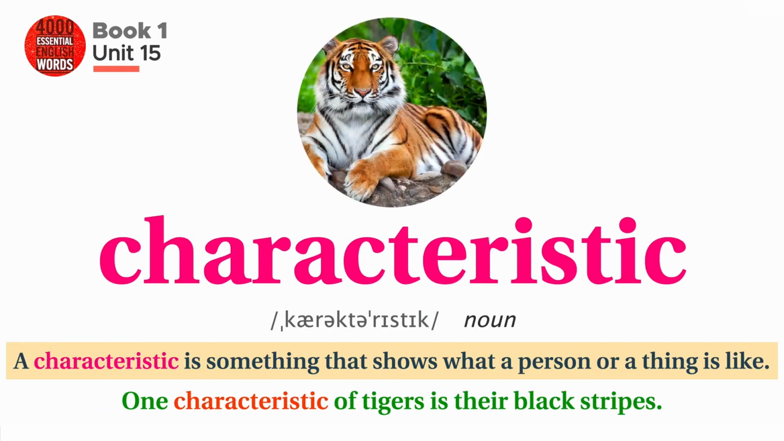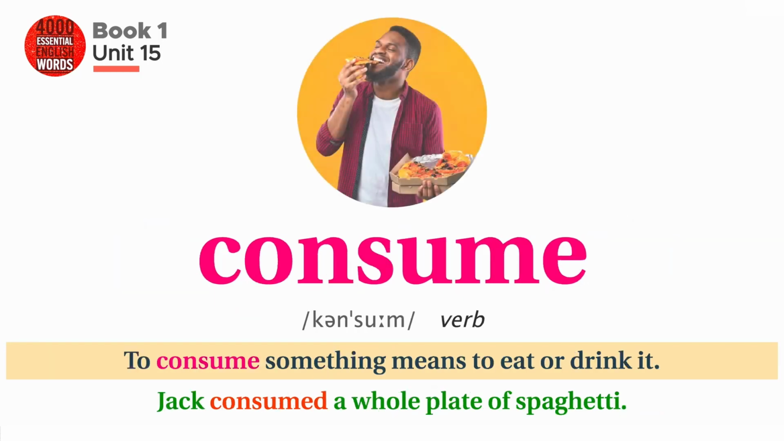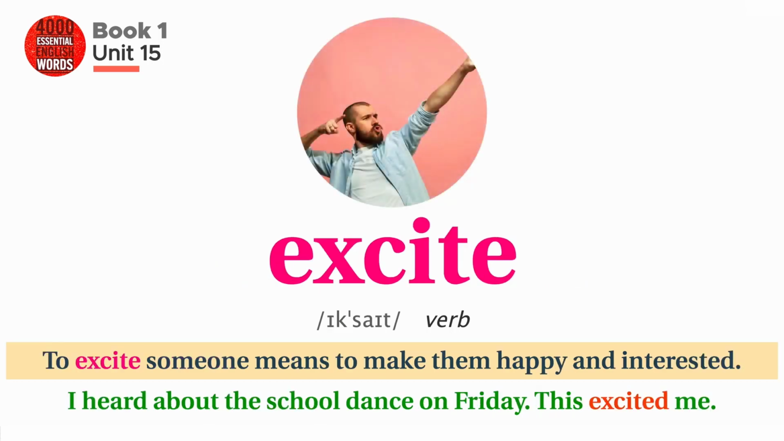Characteristic. A characteristic is something that shows what a person or a thing is like. One characteristic of tigers is their black stripes. Consume. To consume something means to eat or drink it. Jack consumed a whole plate of spaghetti. Excite. To excite someone means to make them happy and interested. I heard about the school dance on Friday. This excited me.